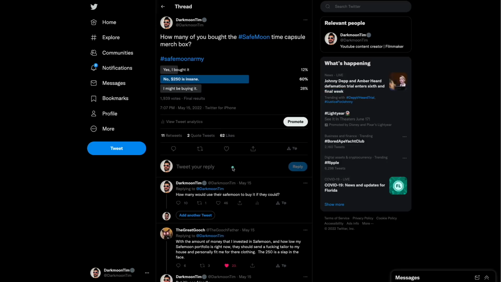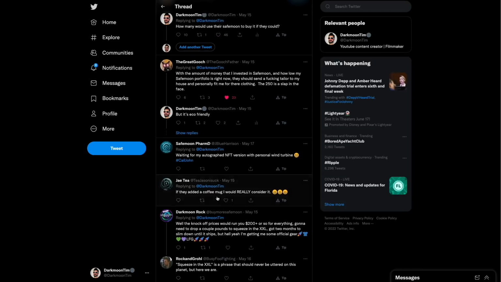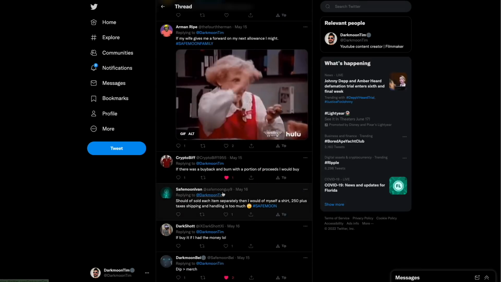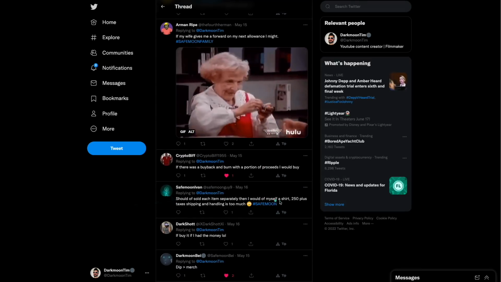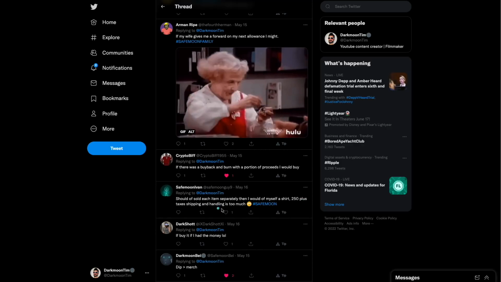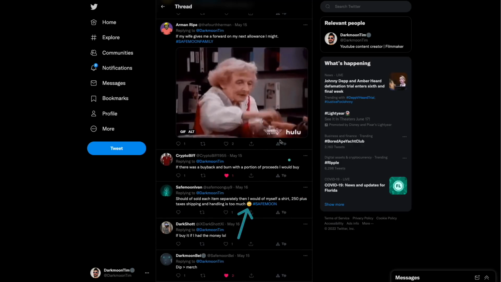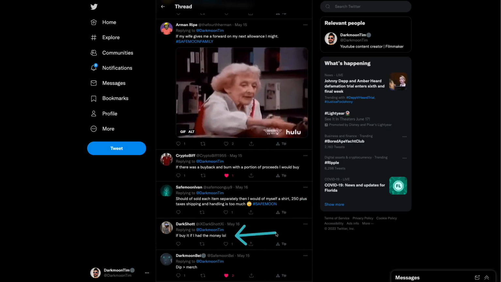But if you scroll down here, you can see that a lot of people think that the price of the box is too expensive. Safemoon Ivan said, should have sold each item separately, then I would have bought a shirt myself. $250 plus taxes and shipping and handling is just too much. And a lot of people felt that way, that the merch box was too expensive.